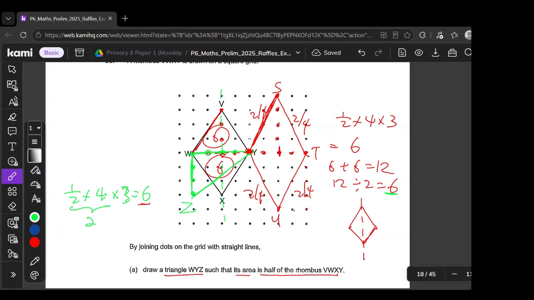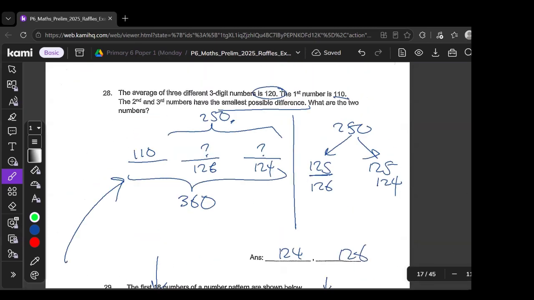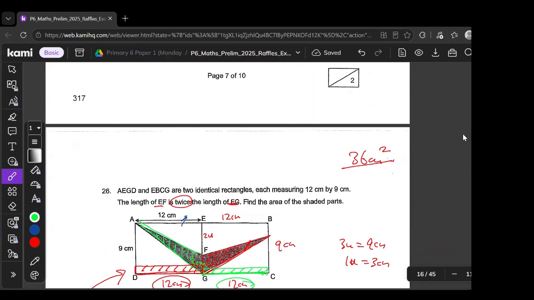Okay, bye, Yutong. Anyone got question? If you got question, you can stay behind first, then I answer you. Jasvi got question? Yeah, Jasvi, what's your question? For question 26, is there another way to do it?